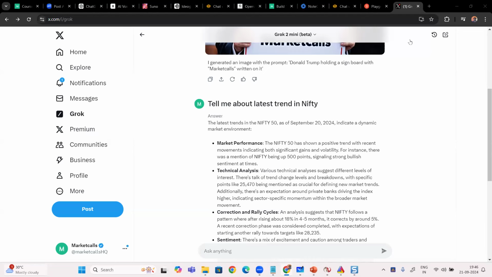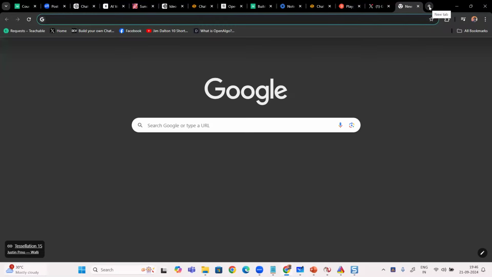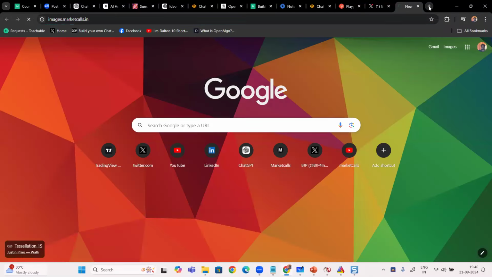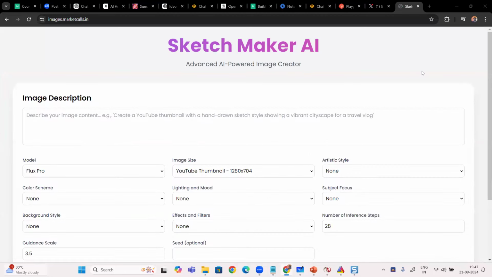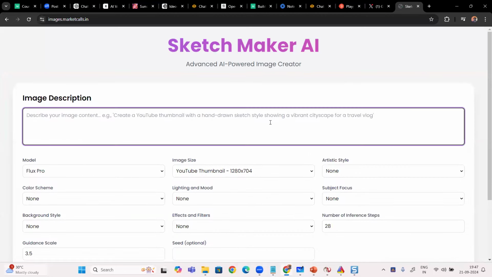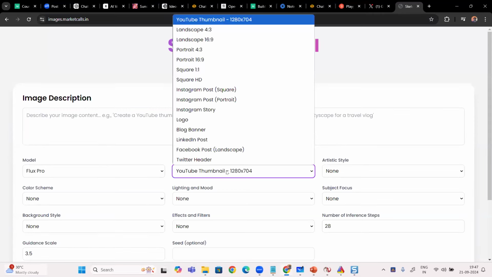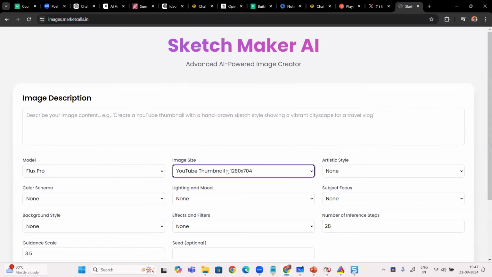One of the tools which I designed, which I personally use for myself, is SketchMaker. This is images.marketcalls.in. This is not for public use. I'm using it personally. What it is good at is generating YouTube thumbnails, right? Not only that, it can generate blog banners.